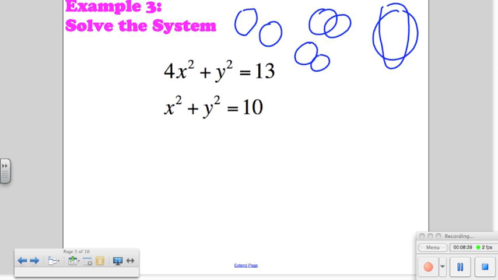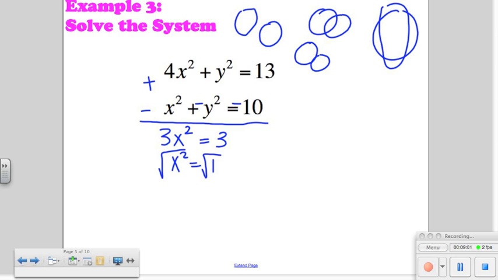Now, if I look at the way these are set up, this looks like a really nice option for elimination. Things are lined up really nicely. I'm going to go ahead and multiply through the bottom equation by a negative and add these together. I'm going to get 3x squared, the y squareds go away, equals 3. X squared equals 1 when I divide. And when I take the square root, I get plus or minus 1. Remember, when you square root an x squared, you get positive or negative. So now I have 2 options for my x's.